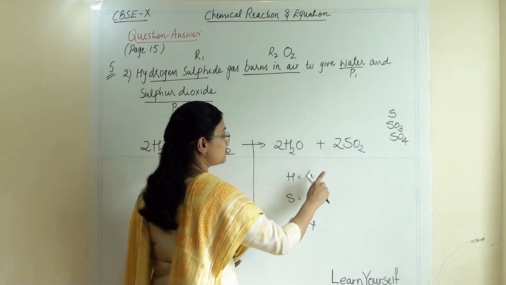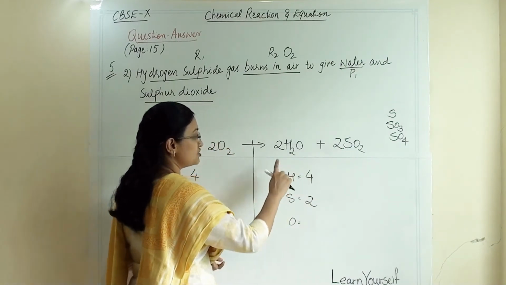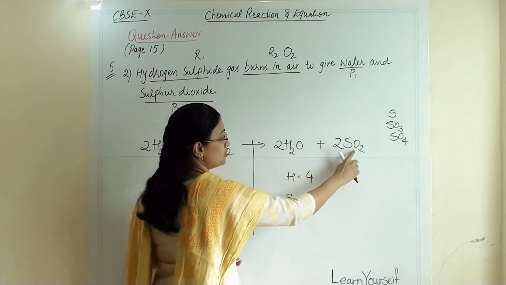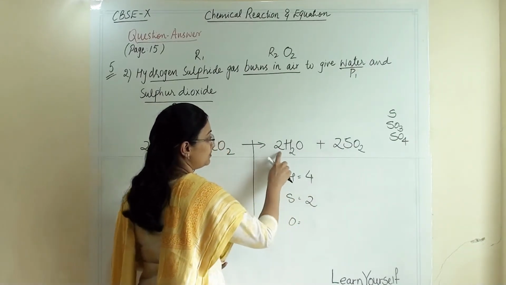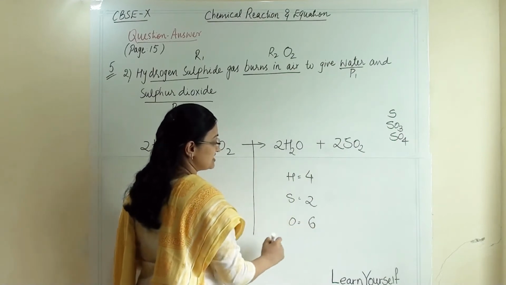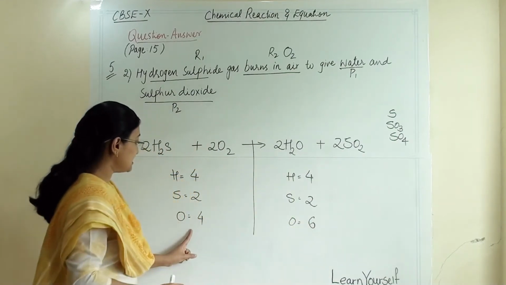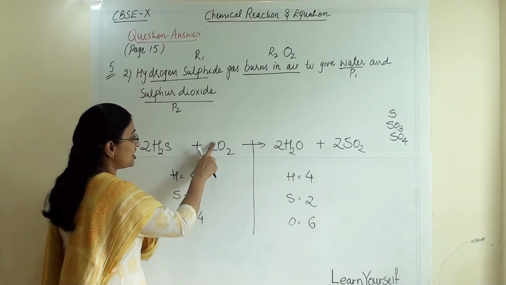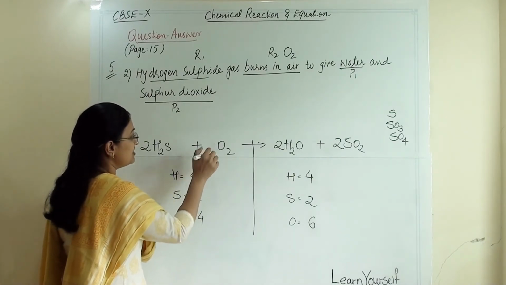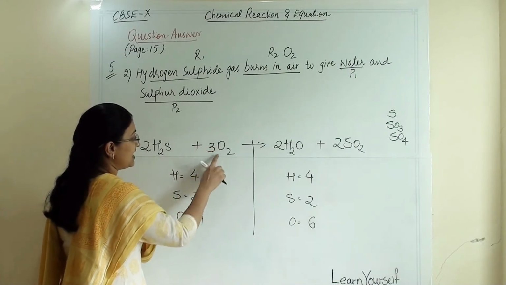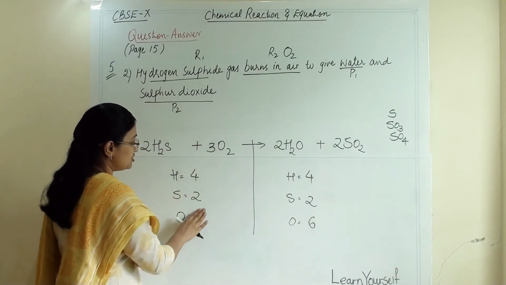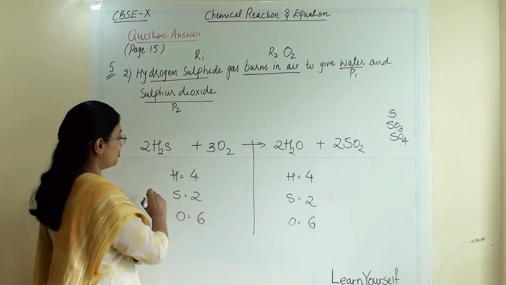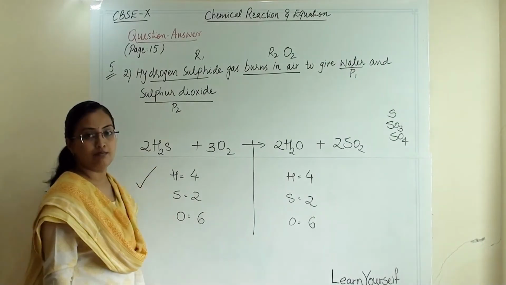But by doing so, again I have changed the oxygen count towards the product side. So the oxygen count is now 2 into 2, 4, plus 2. So it is 6. Whereas here oxygen is only 4. This you can change by adding 3 here. So if you add 3 here, your oxygen count will change to 6. So now your equation is balanced.